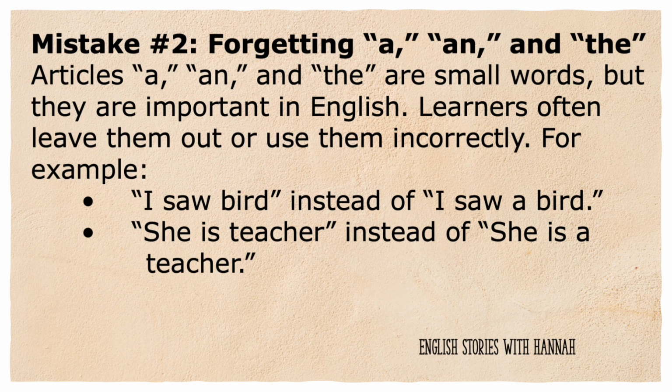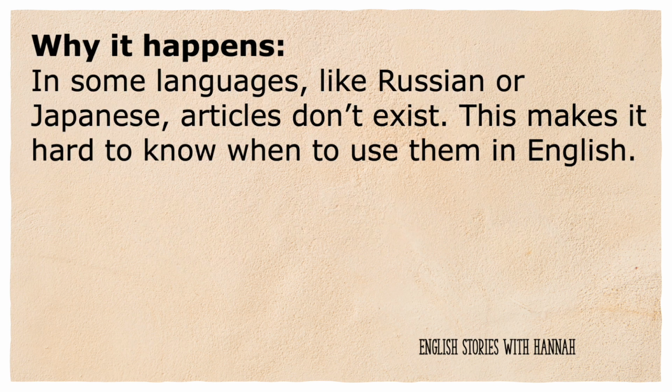Mistake number 2, forgetting a, an, and the. Articles a, an, and the are small words, but they are important in English. Learners often leave them out or use them incorrectly. For example, I saw bird instead of I saw a bird. She is teacher instead of she is a teacher. Why it happens? In some languages like Russian or Japanese, articles don't exist. This makes it hard to know when to use them in English.